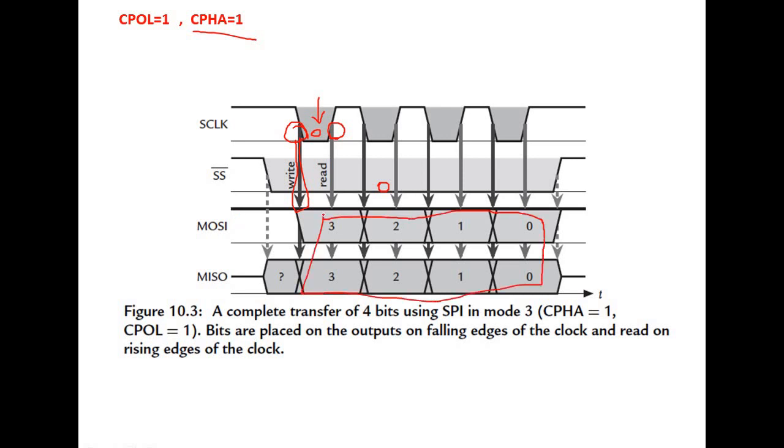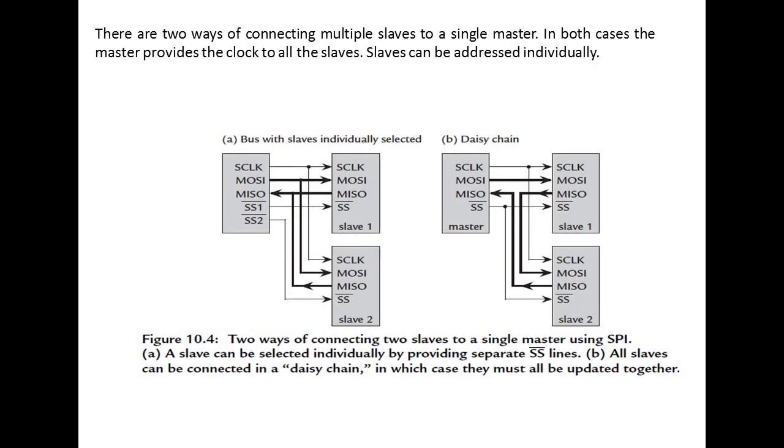And as we discussed before, SPI is a single master multi-slave communication protocol. That means we can connect more than one slave to the master. And slave selection is done with the help of SS signal, slave selection signal line. And there are 2 ways of connecting multiple slaves to a single master. In both the cases, the master will provide the clock to all the slaves. And slaves can be addressed individually.